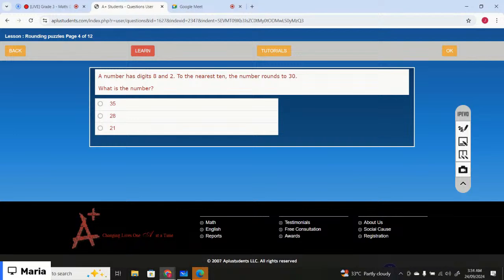A number has digits 8 and 2. To the nearest 10, the number rounds to 30. What is the number? Which is the correct option?